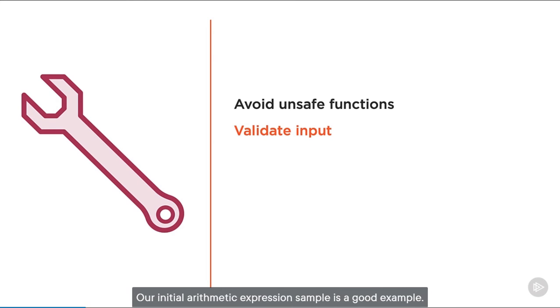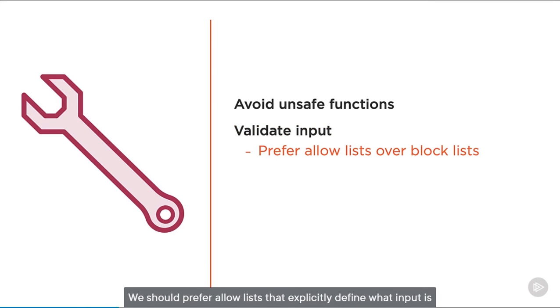Our initial arithmetic expression sample is a good example. Input validation should ensure that only digits, parentheses, and arithmetic operators are allowed. We should prefer allow lists that explicitly define what input is legitimate over block lists that only define known bad values.